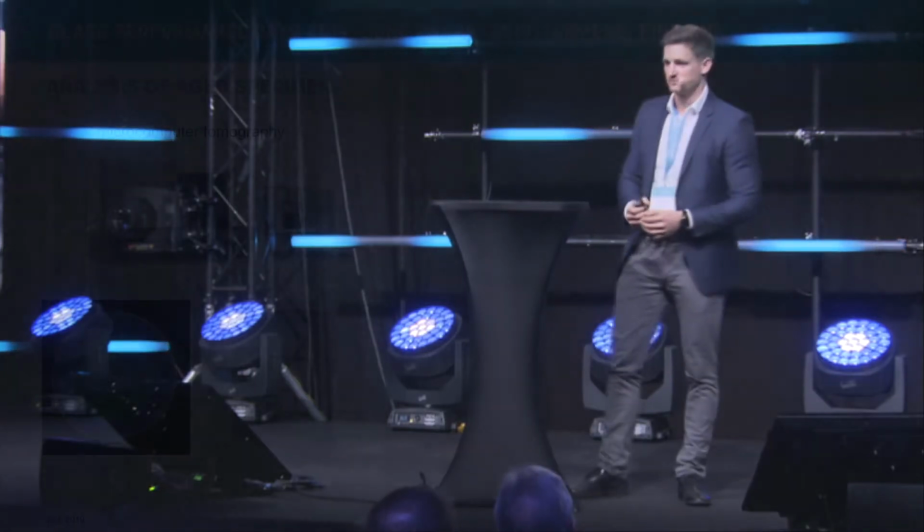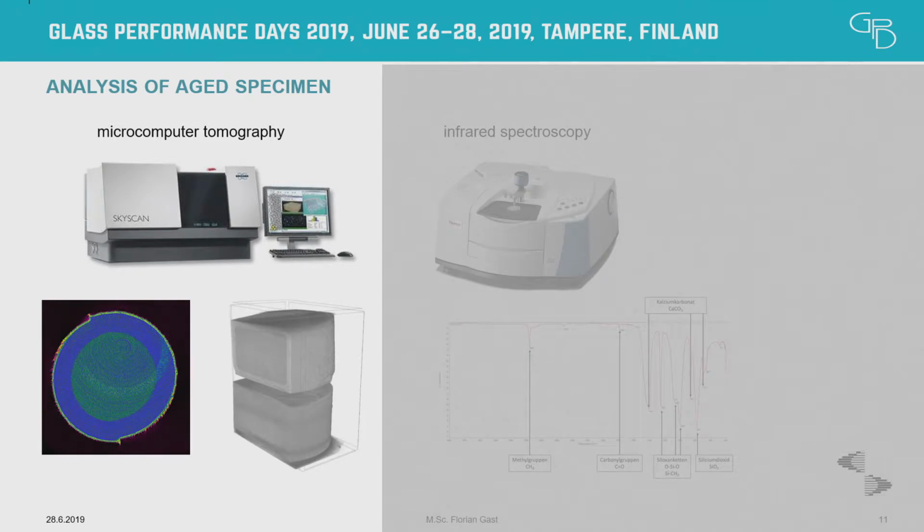So now finally we come to the methods. Often you do aging tests and you have mechanical strength before and afterwards. Then you know, okay, maybe it's 10% less, but you don't really understand why, and you don't understand what happened in the material. And my idea was to make that visible with microcomputer tomography.